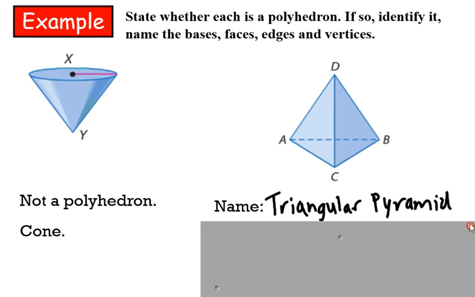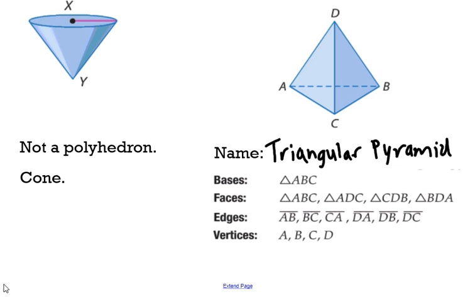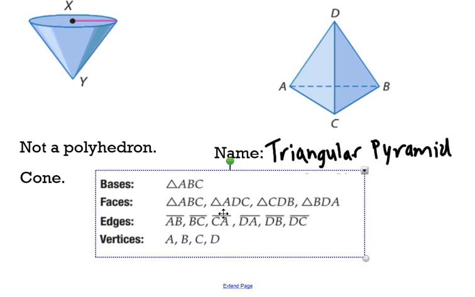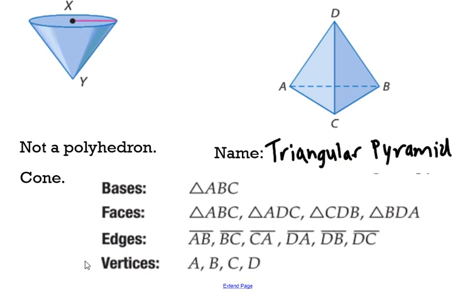Once we know that, it asks us to name the bases, faces, edges, and vertices. I'm going to zoom this so it makes it a little easier to see. The bases, it has one base. It's triangle ABC. There are four faces, so you'll notice if you are a base, you are automatically a face. The face is triangle ABC. That's the bottom. The left triangle, ADC. The right triangle, CDB. And then the back triangle, BDA.